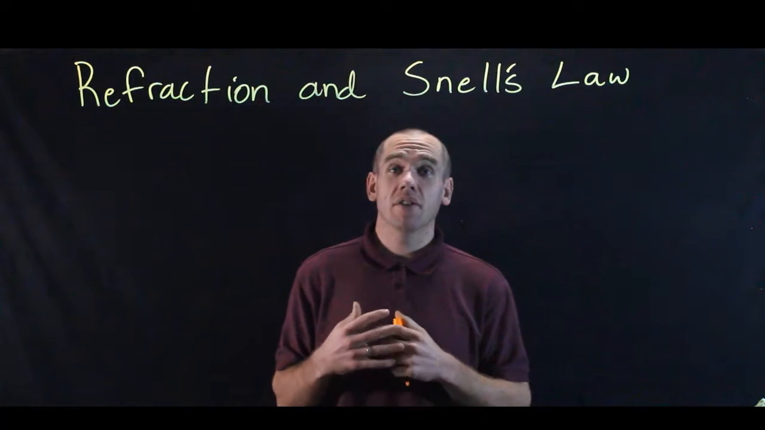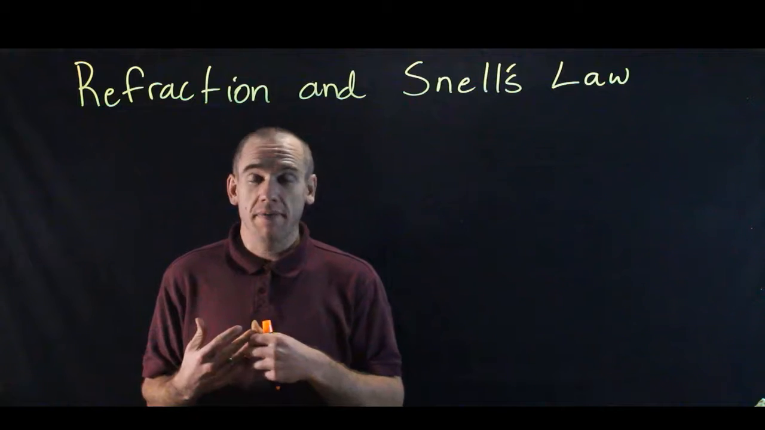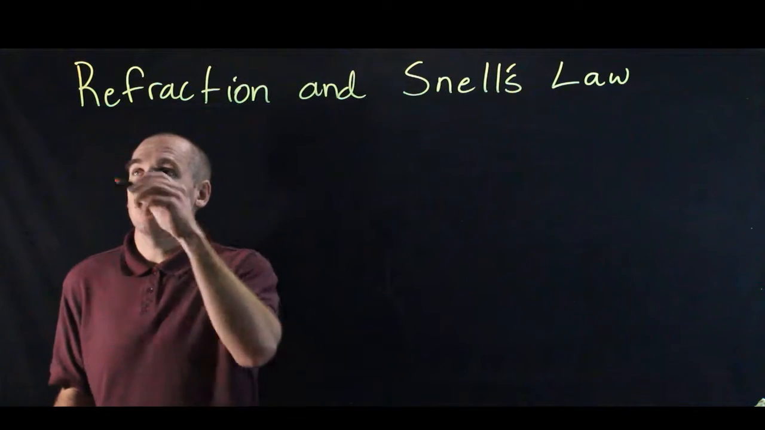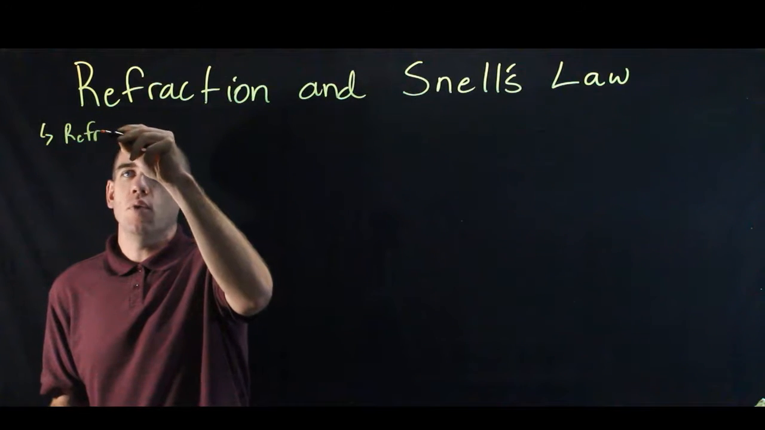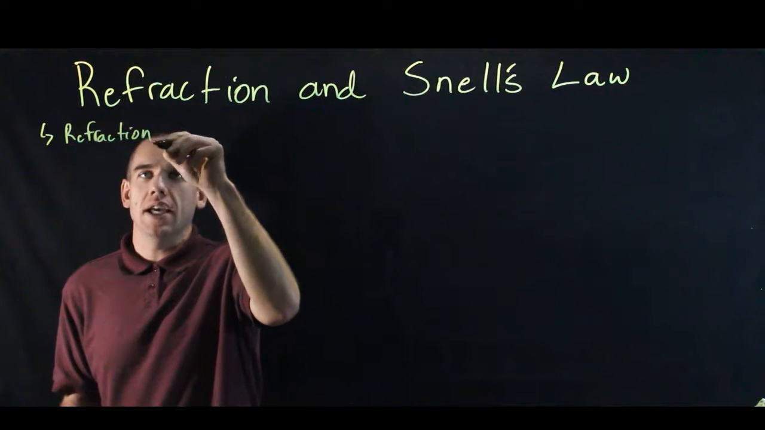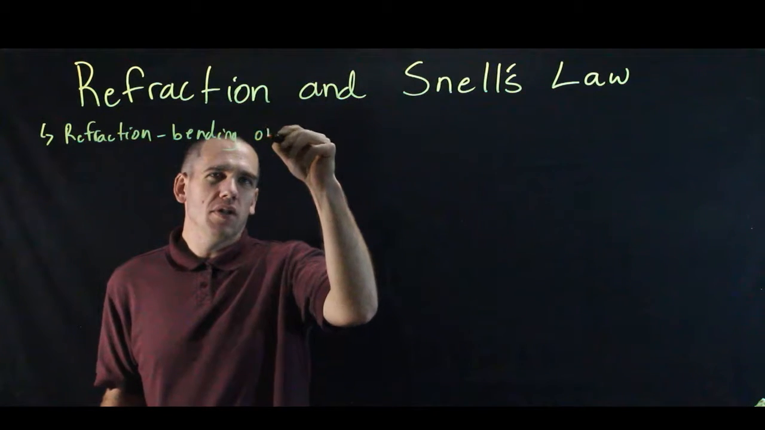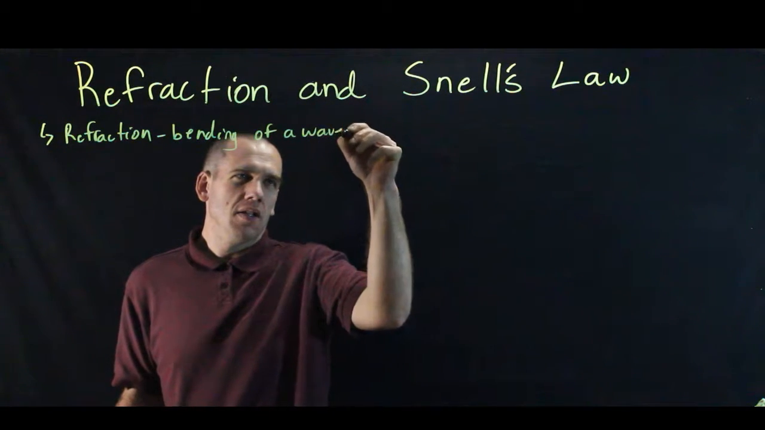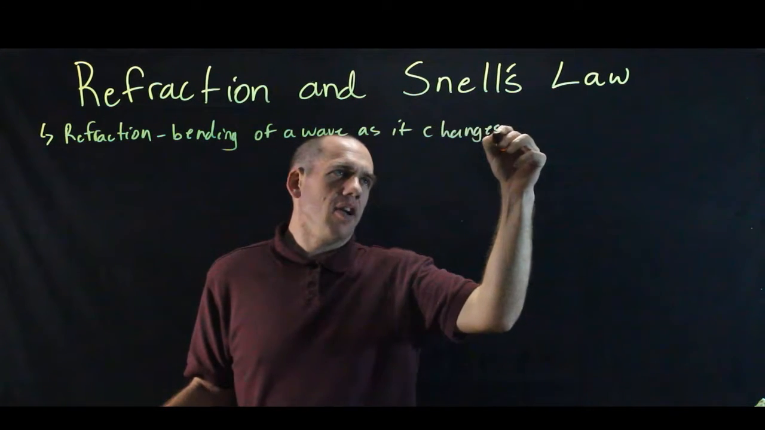In this lesson, we're going to take a look at how light behaves when it hits a boundary. Light is a wave, and so it exhibits the wave behavior called refraction. Refraction is simply the bending of a wave as it changes media. This is sort of easier to understand if we draw a little diagram.